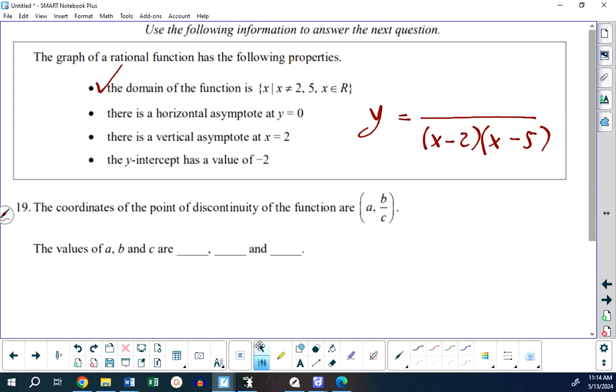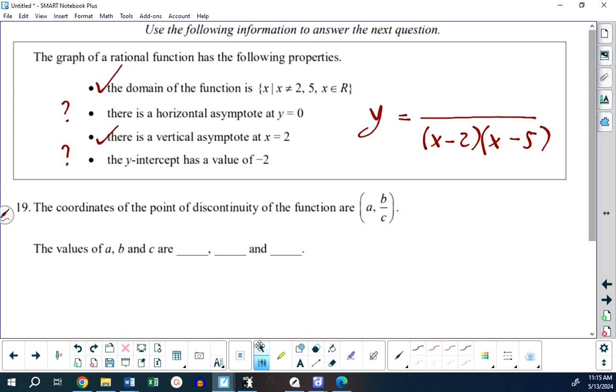There's a vertical asymptote at 2. Okay. So if there's a vertical asymptote at 2, that x minus 2 has to be a lone factor in the denominator. Are you with me on that? Okay. Now, the y-intercept is -2. We've checked these two boxes. These ones are kind of, I don't know what's going on there. Why do we need that? We're going to come back to it.